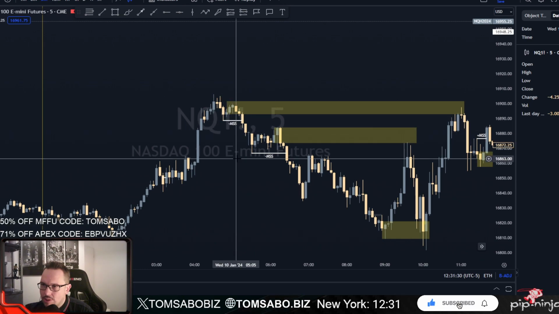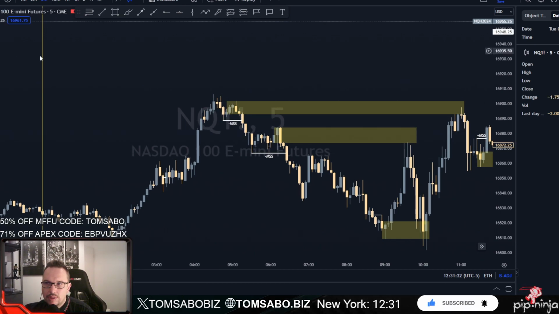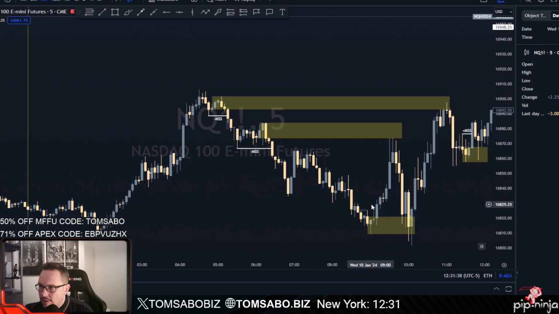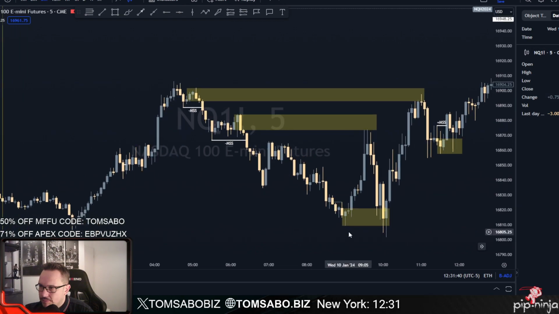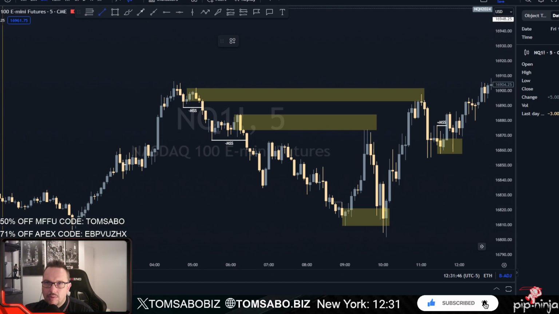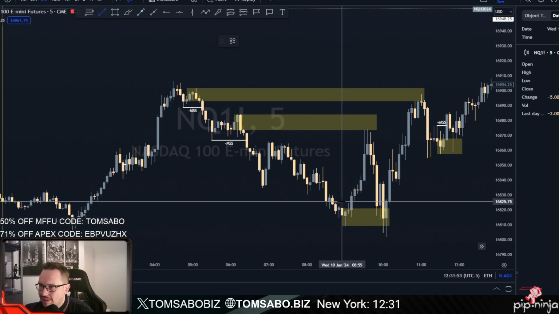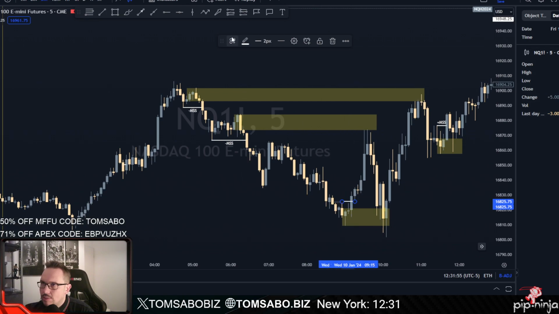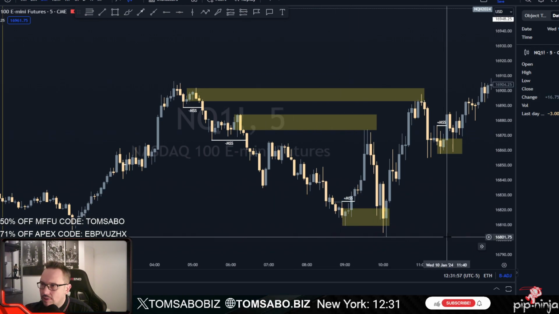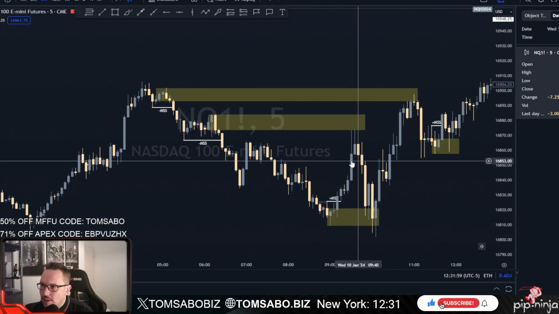Bearish market structure shift. Let me change the cursor. So bearish market structure shift here as well. And also, oh, I didn't even mark this up. So bullish market structure shift right here. Let me check it. There. So bullish market structure shift. There you go. Also an order block.